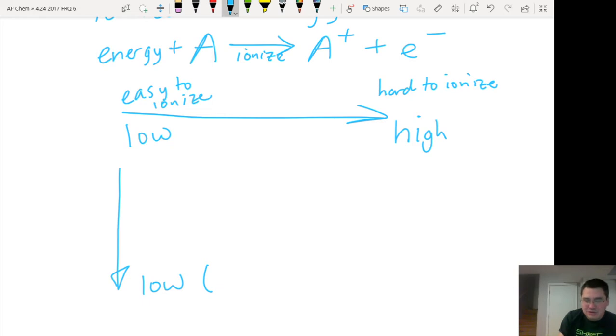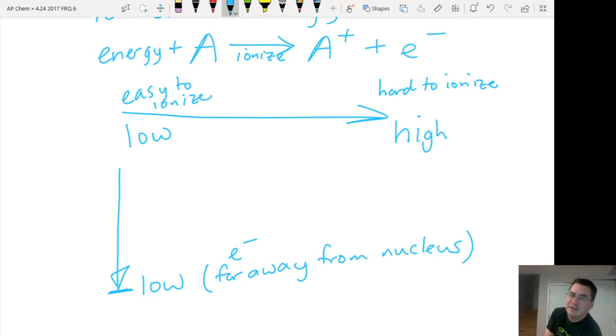Yeah, and what's true about the distance from the outer shell, which is the valence shell? What's true about the distance to the valence shell from the nucleus when you're down at the bottom of the periodic table? It's super large. So these are far away. Electrons are far away from the nucleus. So they're easy to remove, resulting in a low ionization energy. And then these ones are high ionization energy because they are close to the nucleus.